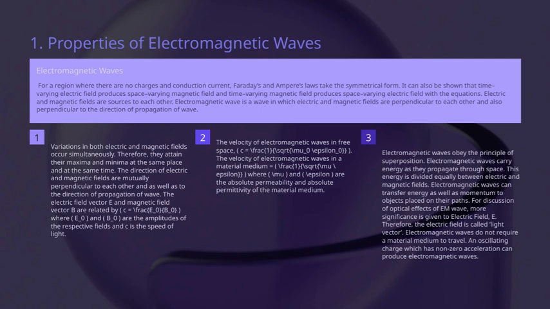Finally, in regions free of charges and conduction currents, Faraday's and Ampere's laws take on a symmetrical form. These laws tell us that a changing electric field produces a magnetic field, and a changing magnetic field produces an electric field. This mutual generation is the core reason why electromagnetic waves can propagate through space without any material medium. The electric and magnetic fields are always perpendicular to each other and to the direction in which the wave travels, creating a dynamic, self-sustaining wave.